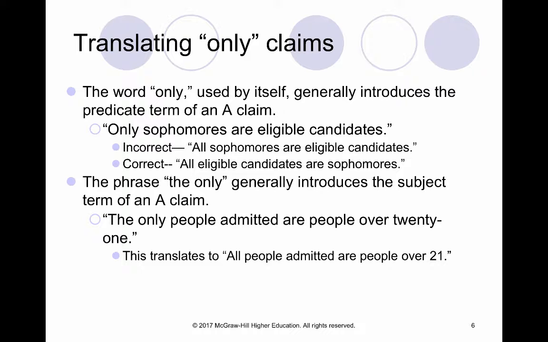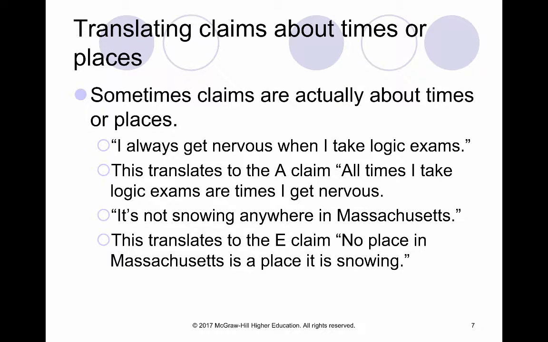If it begins with the "only," it's in the right order, but in either case you have an A claim, so it would need to end up as the structure "all A are B." Sometimes claims that look like they are about one thing are actually about something else. For instance, "I always get nervous when I take logic exams." Seems like the subject of the claim is my nervousness, but it's not. It's about the times that I get nervous, which is different.